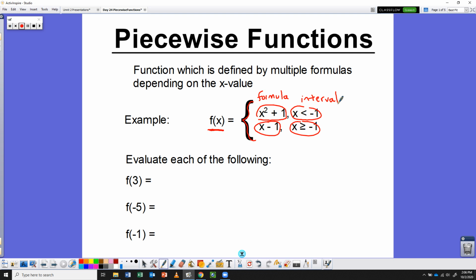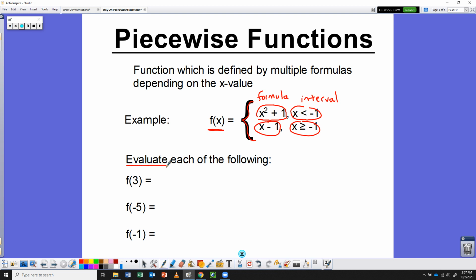So there are two different things that somebody might ask you to do with piecewise functions. You could either evaluate your piecewise function at different x values, which is of course going to be easier, or a more difficult thing that you could be asked to do with piecewise functions is to actually graph them. So let's tackle the easy one first, evaluating a piecewise function.